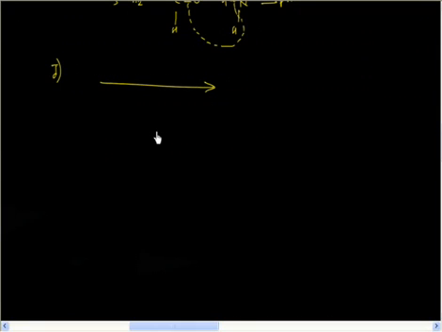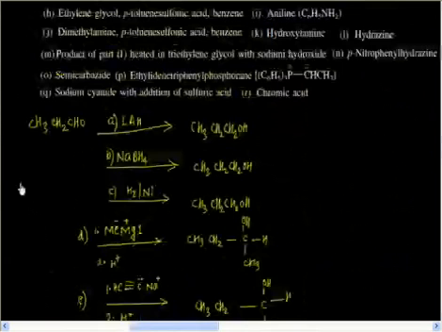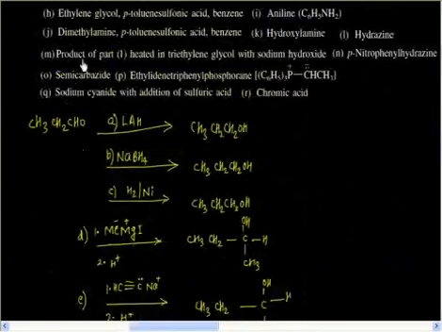So you have dimethylamine. So this is dimethylamine, paratoluene sulfonic acid. Let me check. Dimethylamine is one side and the next is paratoluene sulfonic acid.